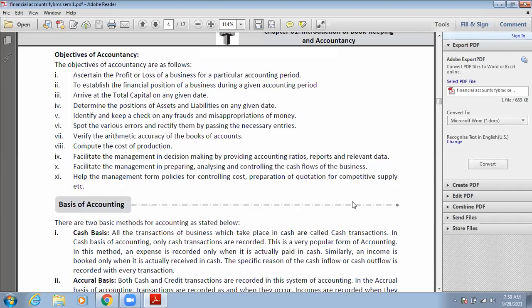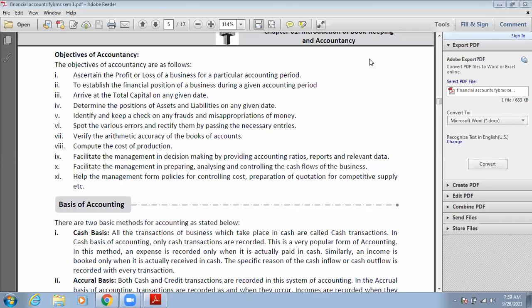Okay, arrive at the capital on the given date. हमको ये पता चलता है कि हमारे पास कितना पैसा है, कितना capital है. Determine the position of the assets and the liability. हमारे पास कितने assets है and कितना liability है. Identify and keep a check on any fraud and misappropriation of the money. See, with the help of the accounts, हमको ये भी पता चलता है कि किसी ने हमारे साथ कोई fraud तो नहीं किया या हमारा पैसा कहीं गलत जगह तो नहीं गया है.